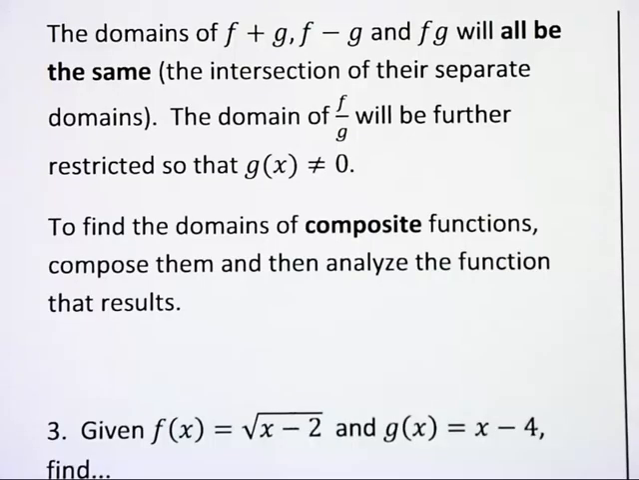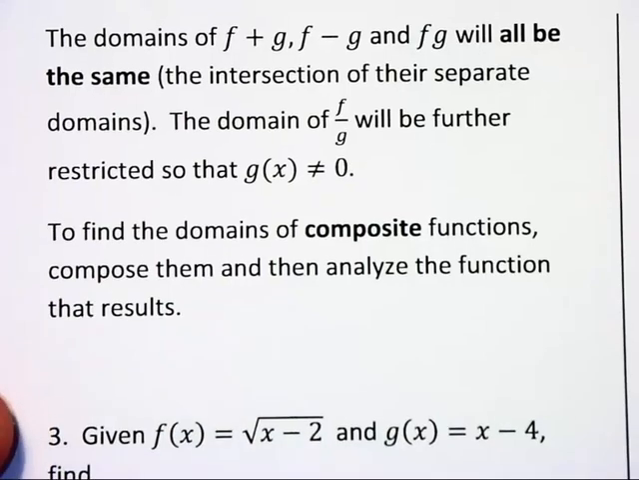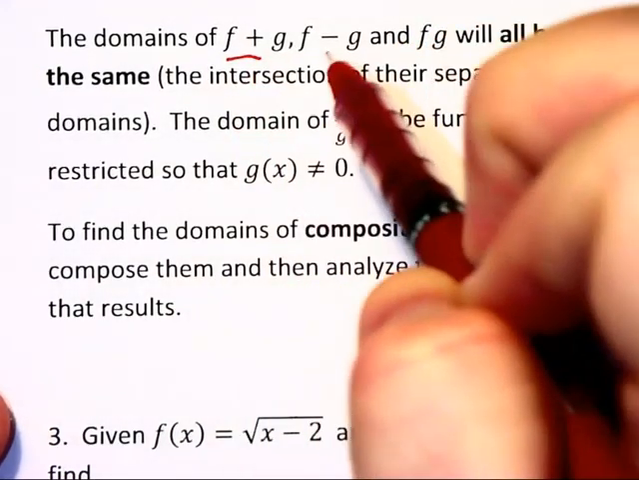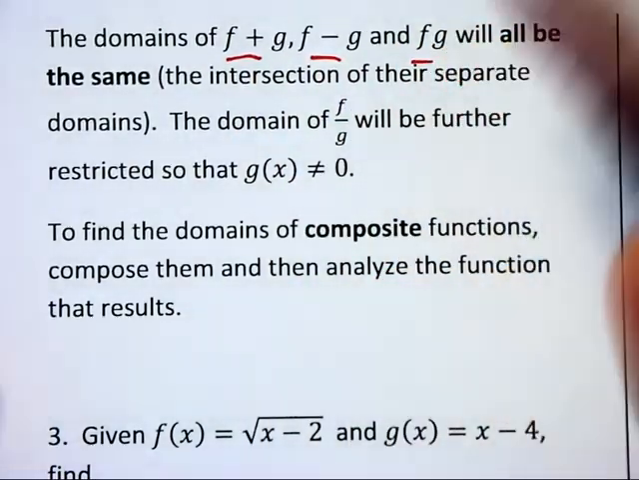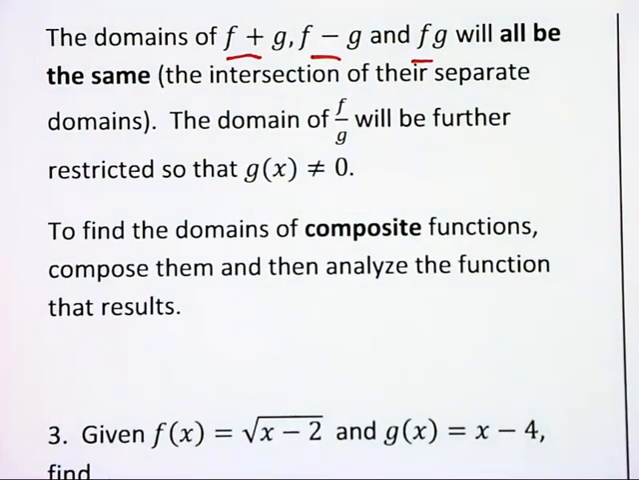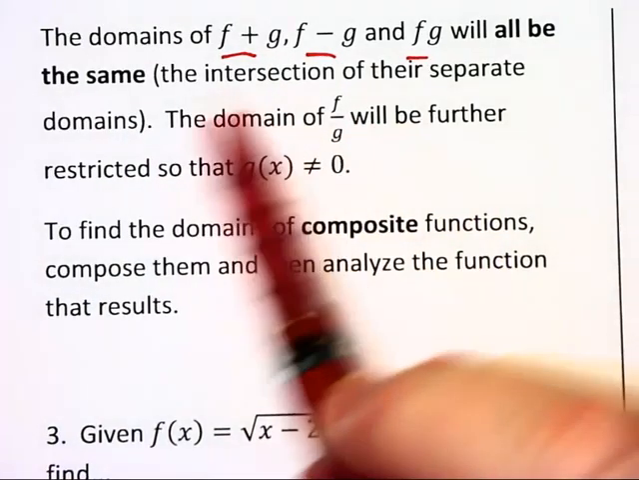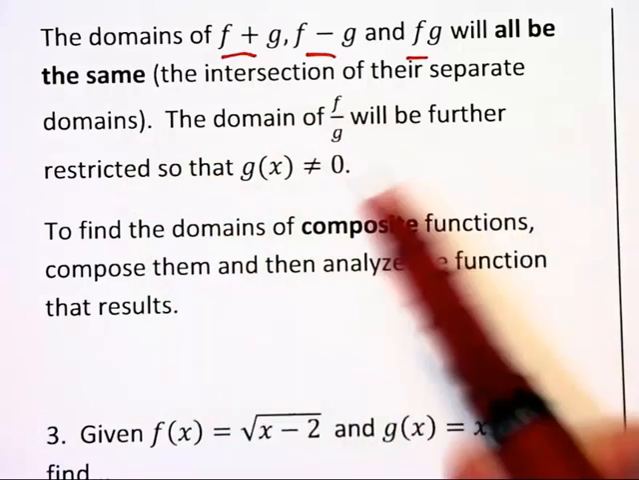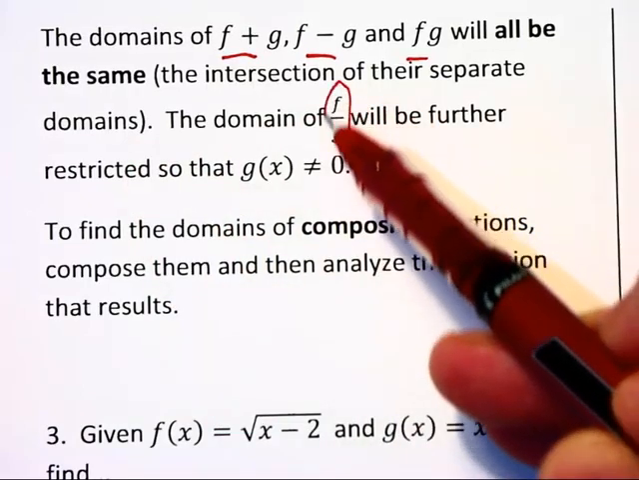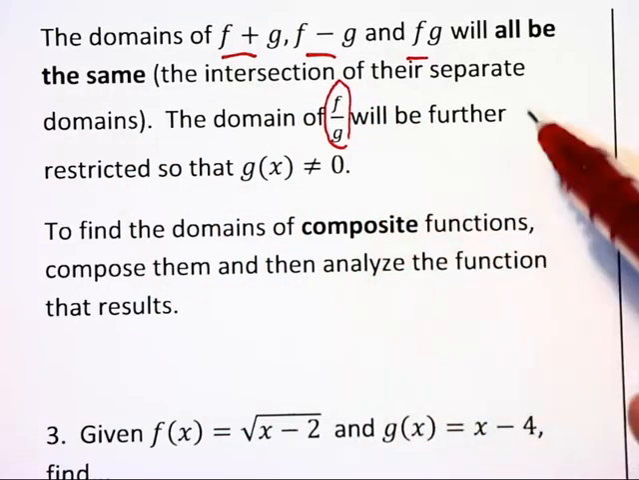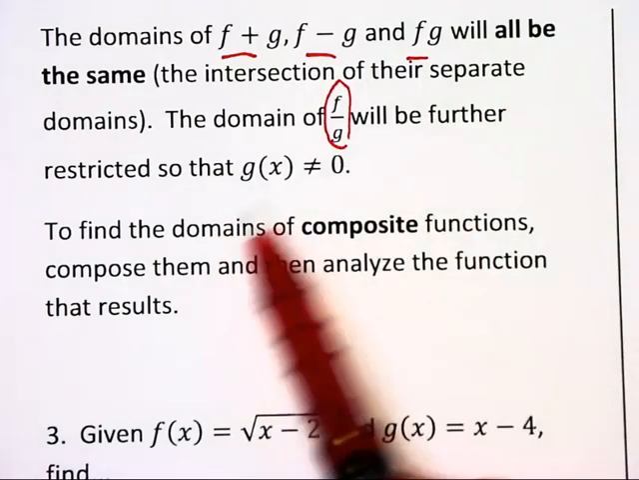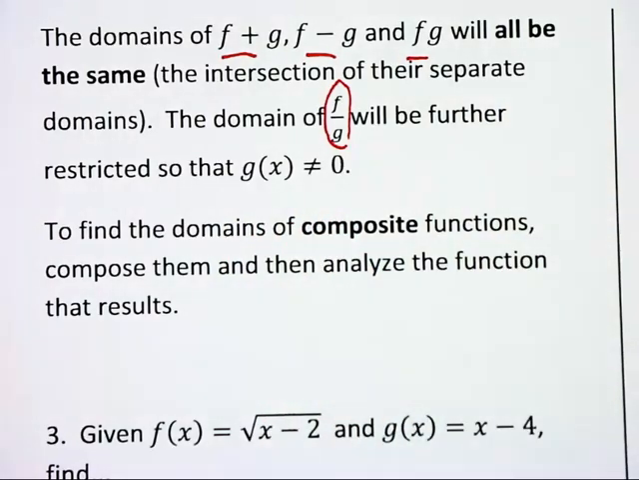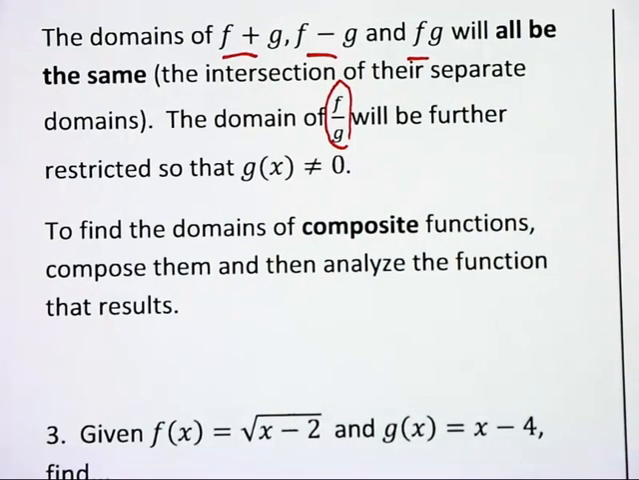Now we're going to take a look at how to find the domain of combined functions. Now f plus g, f minus g, and f times g will always have the same domain, and it will be the intersection of their separate domains, whereas the domain of the quotient f divided by g will be that previous answer, but also further restricted, so g of x is not equal to 0. So let's take a look at how to do some of these problems.